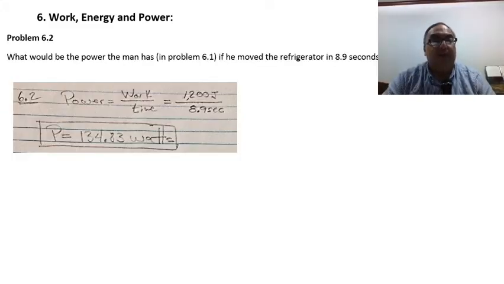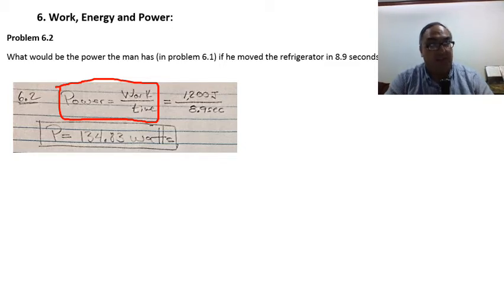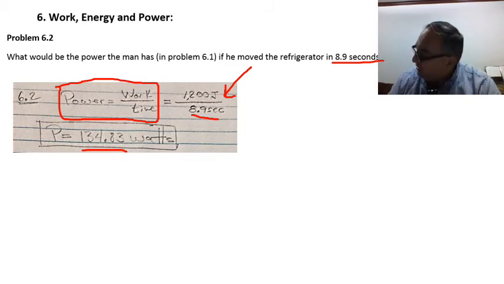And this one, they're asking for power. And remember, power is how fast you can do work. So work divided by time. So we already know that on the previous problem, 2.6.1, we have 1200 joules divided by time, right? So we have the time here, and that will be it. We divide those and we will end up with a power of 134.83 watts. Yes, that's what it says there, right? Okay, let's go to the next.